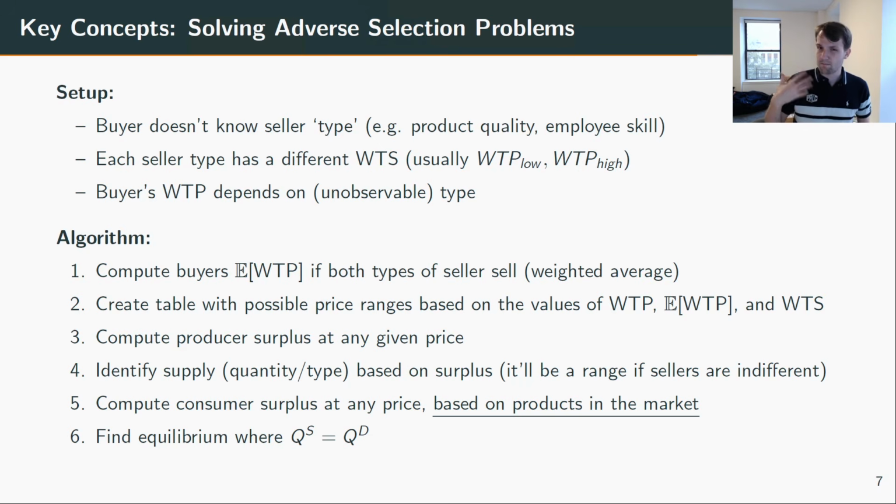Then, since the consumer here is sophisticated, they know how sellers decide what to sell and what not to sell, or when to sell and when not to sell, even though they cannot observe the quality of the product outright. We're going to use that notion to compute the consumer surplus in all of these cases, based on the products in the market. And then we just find the equilibrium as we did before, where quantity sold equals quantity demanded.